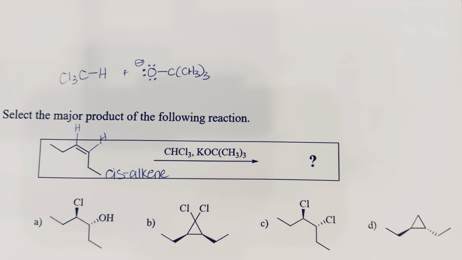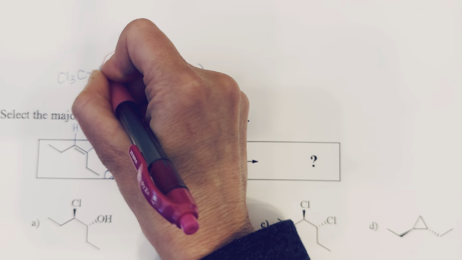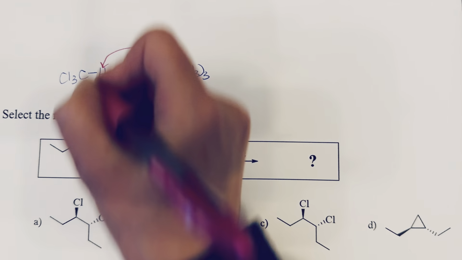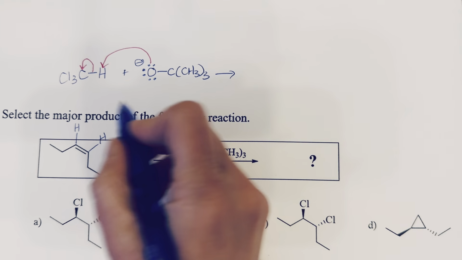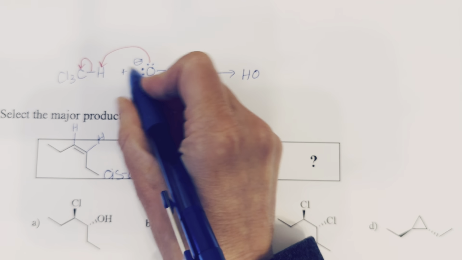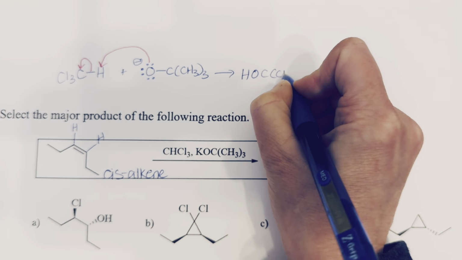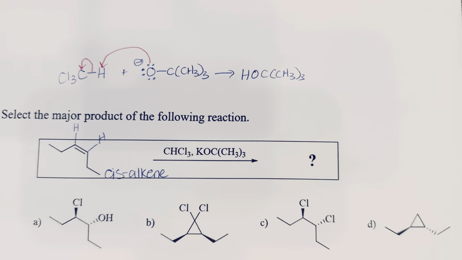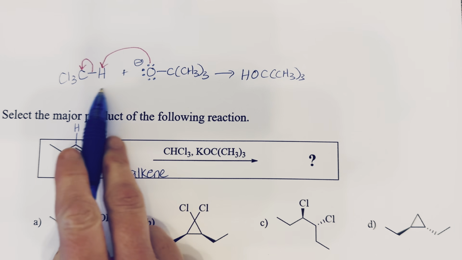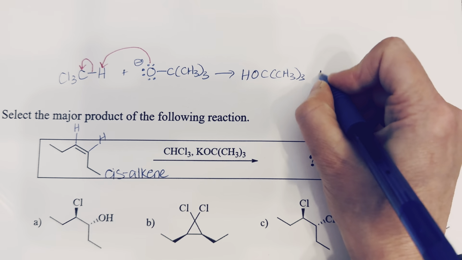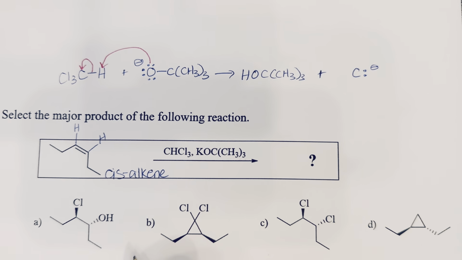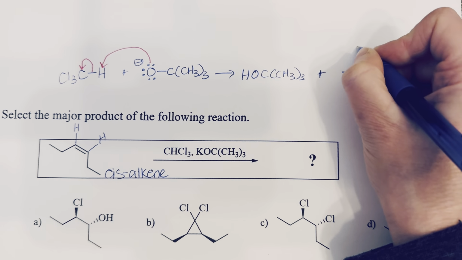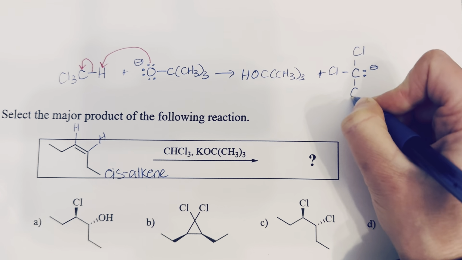And so this base can remove this slightly acidic hydrogen from the chloroform, which is going to push that lone pair of electrons onto the carbon. And so we are forming tert-butanol, right, when this picks up a hydrogen. And that's going to be a byproduct. We're not focused so much on that. We're going to focus on what happens to the chloroform. So we now have a carbon that is an anion. It is a carbanion because we put electrons onto that carbon, and it has 3 chlorines still.